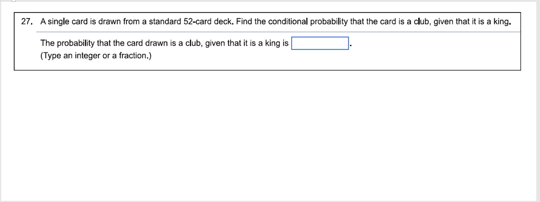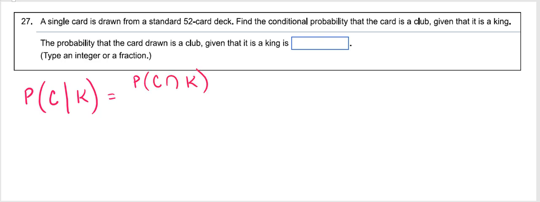Number 27. A single card is drawn from a standard 52 card deck. Find the conditional probability that the card is a club, given that it is a king. So you want the probability that it's a club, given that it's a king. Using our conditional probability formula, that's equal to the probability of a club and a king over the probability of a king.